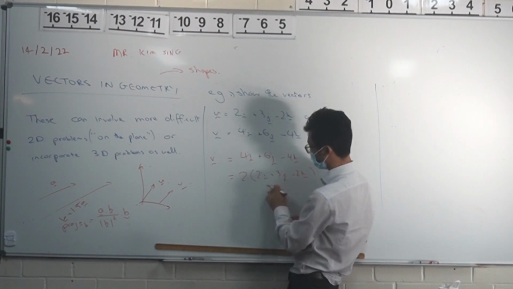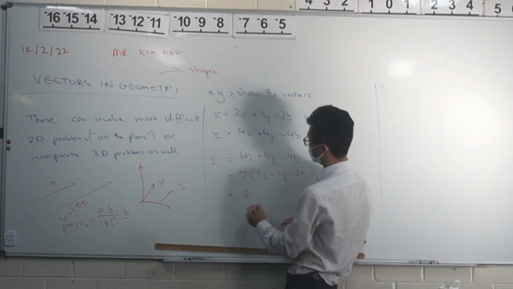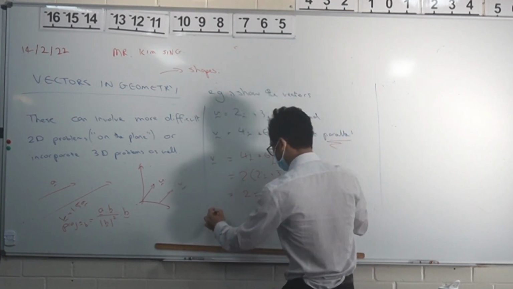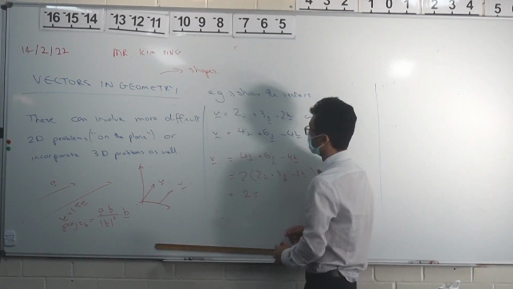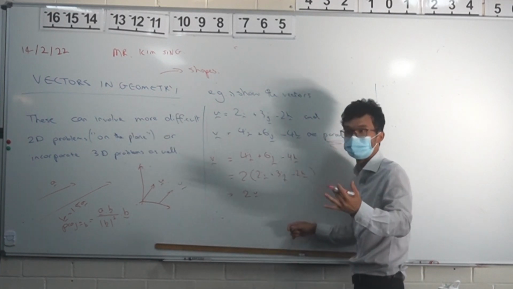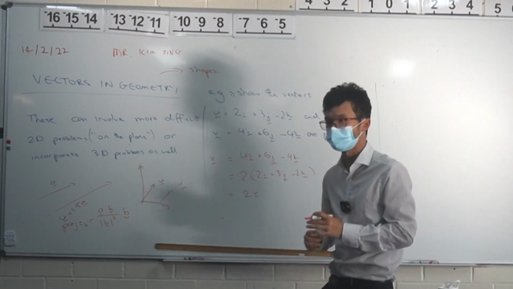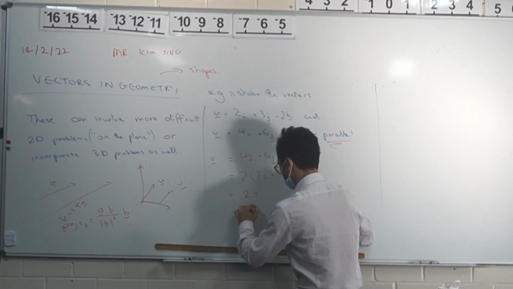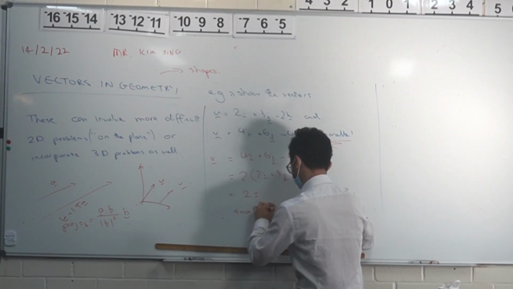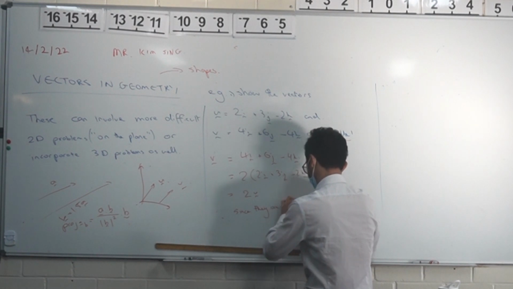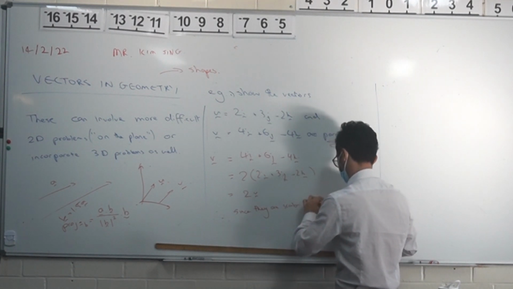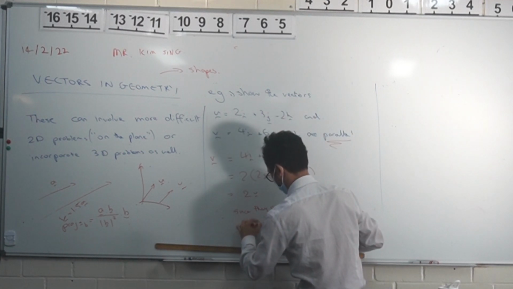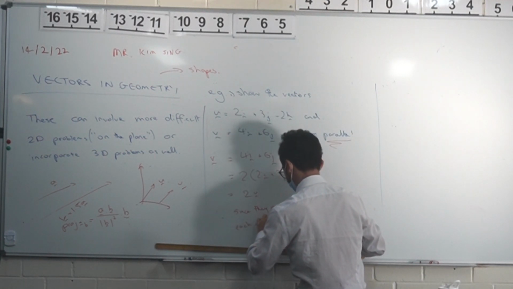Because then what's this going to be? This is just 2 times U. 2 times U, perfect, right? So therefore, write a little statement, especially with these sort of geometry type questions. You want to write a little concluding statement. Since they are scalar multiples of each other, they're parallel.